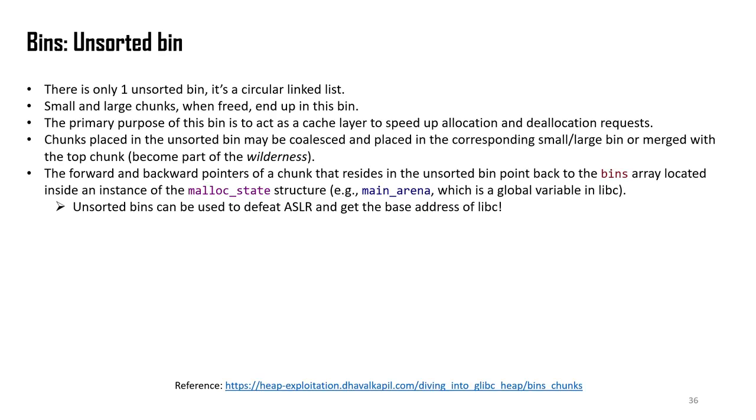And the primary purpose of this bin is to act as a caching layer to speed up allocation and deallocation requests. And chunks placed in this bin may be considered for coalescing with adjacent free chunks, then placed in the corresponding small or large bin, or become part of the wilderness when merged with the top chunk. The interesting thing for us, however, is that the forward and backward pointers of a chunk that resides in the unsorted bin point back to the bins array located in the main arena, which is an instance of the malloc state structure that we saw earlier.